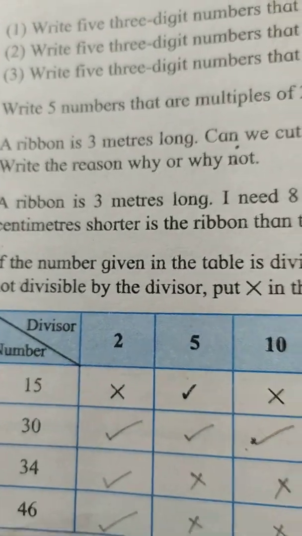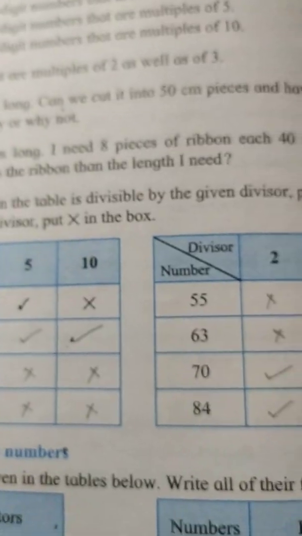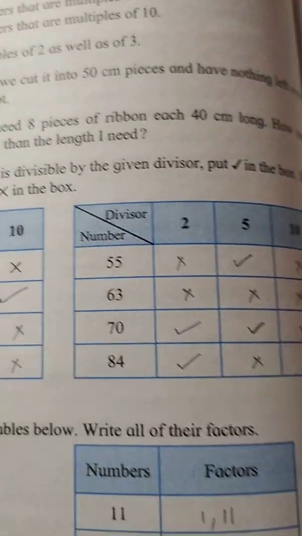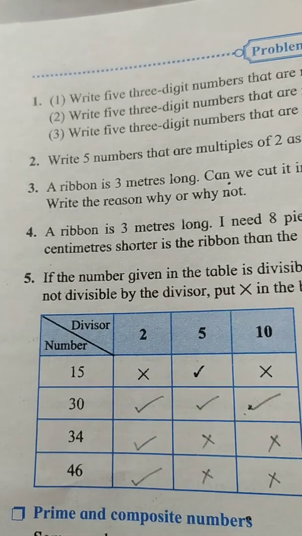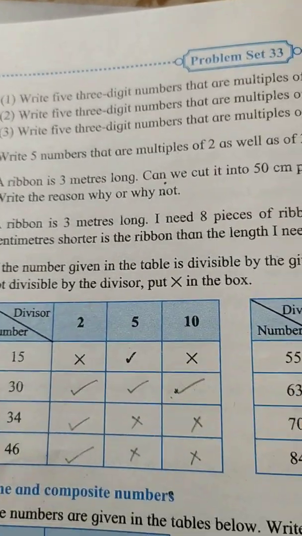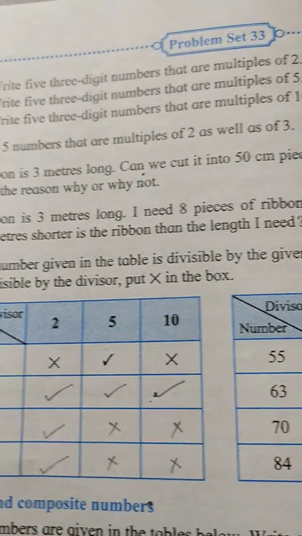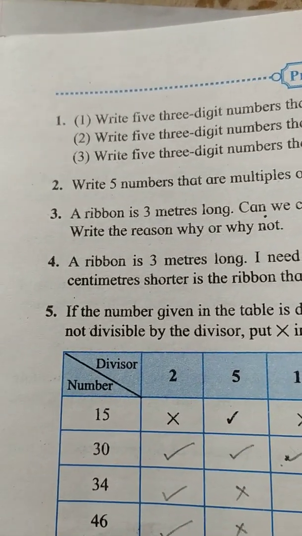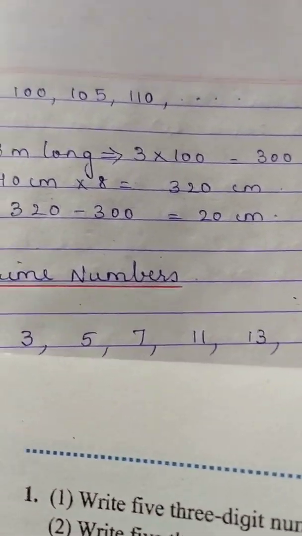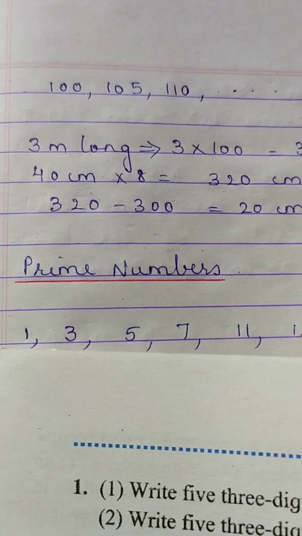Question number 4. A ribbon is 3 meters long. I need 8 pieces of ribbon, each 40 centimeter long. How many centimeters shorter is the ribbon than the length that I need? So if a ribbon is 3 meters long, in centimeters I can write it as 3 into 100, 300 centimeters.